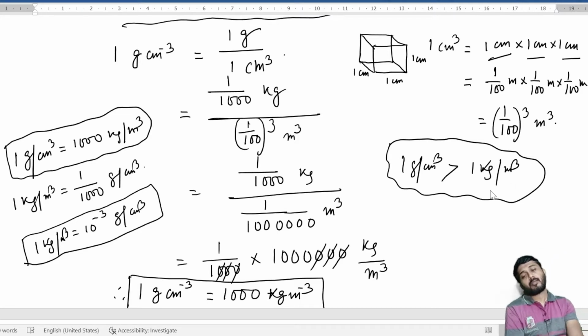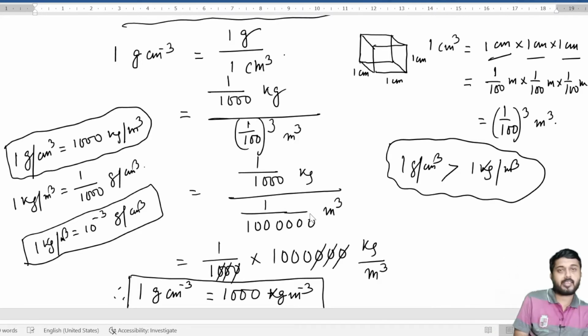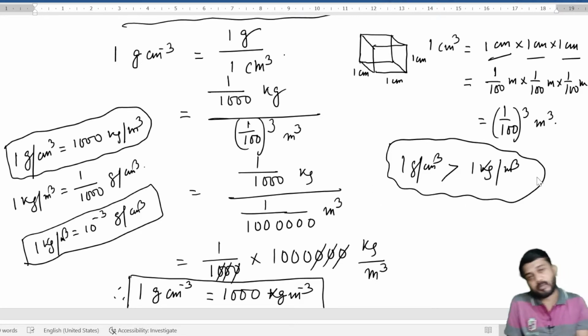Alright, because centimeter cube is there, right? Although the numerator is gram, which looks like a smaller one, in the denominator it is centimeter cube and here it is meter cube. That is why overall gram per centimeter cube is greater than kg per meter cube.